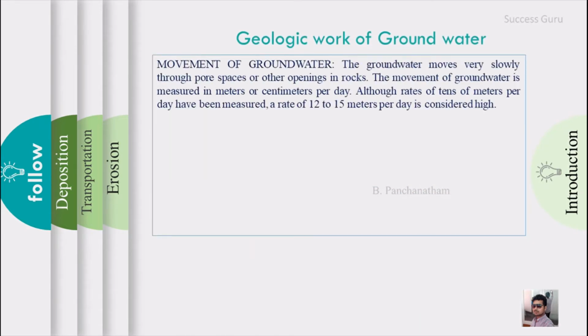So the movement of groundwater. The groundwater actually moves very slowly through pore spaces or other openings in a rock. The movement of groundwater is measured in meters or centimeters per day, although rates of tens of meters per day have been measured. And the average rate of say 12 to 50 meters per day is considered high.